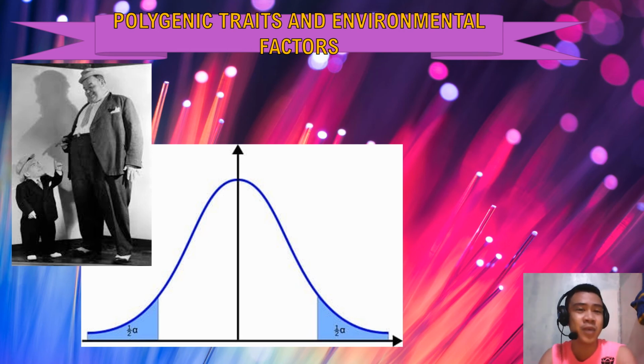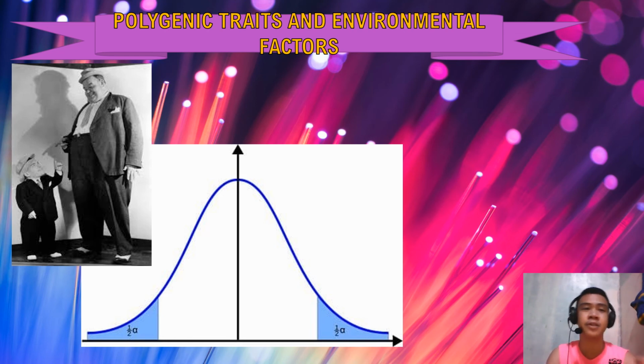Polygenic traits can also be influenced by an organism's environmental factors. If a person gets inadequate nutrition during childhood, they can have stunted growth and end up smaller and shorter than they would otherwise. It is estimated that 90% of a person's adult height is controlled by our genetics, and 10% is affected by the environment.